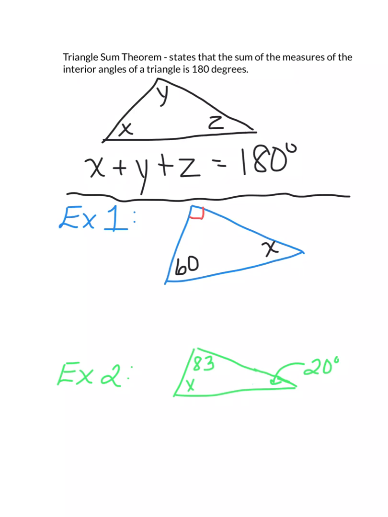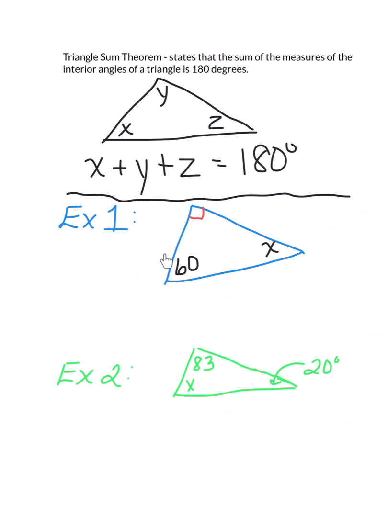The triangle sum theorem states that the sum of the measures of the interior angles of a triangle is 180 degrees. That means if we add x, y, and z together, we will get 180. So here's angle x, here's angle y, here's angle z. If I add x plus y plus z, I should get 180 degrees. So let's look at the first example.